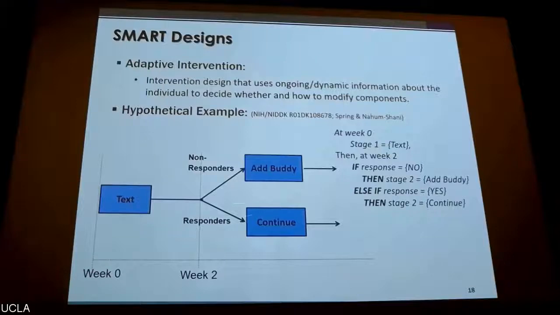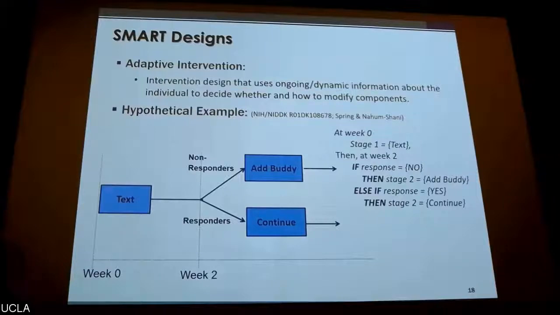So let me show you an example. Again, based on the work of our fabulous Bonnie Spring, but loosely based on it. Let's assume that this is, again, an intervention for obese and overweight adults. I'm starting with text messages. That's the component that I'm providing initially to everybody. Then at week 2, I'm assessing the response status of the participant based on their weight loss. A participant who did not lose sufficient amount of weight by week 2 is classified as a non-responder. And for these people, I'm adding another component, body training. And for people who are responding, I just continue with the text messages.